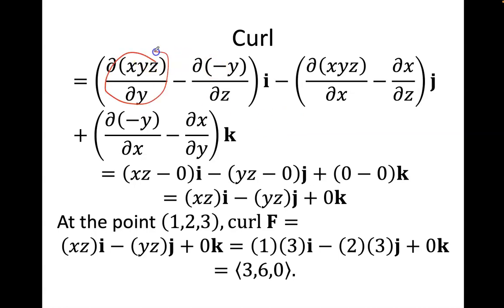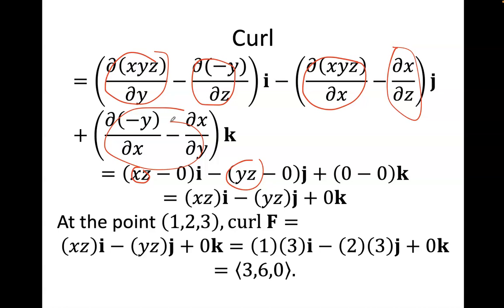When we simplify all of that, here's what we get. The partial derivative of xyz with respect to y is xz. The partial derivative of negative y with respect to z is 0. The partial derivative of xyz with respect to x is yz. The partial derivative of x with respect to z is 0. And these other partial derivatives are just 0. So we end up with xz i minus yz j plus 0k. So at the point (1, 2, 3), when we plug in 1, 2, and 3 for x, y, and z, we get 1 times 3 i minus 2 times 3 j plus 0k. In other words, we get (3, -6, 0).